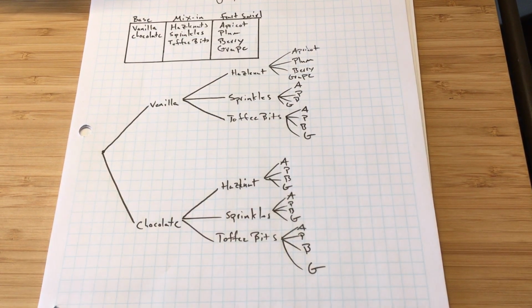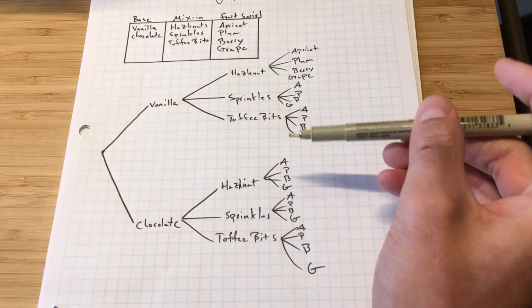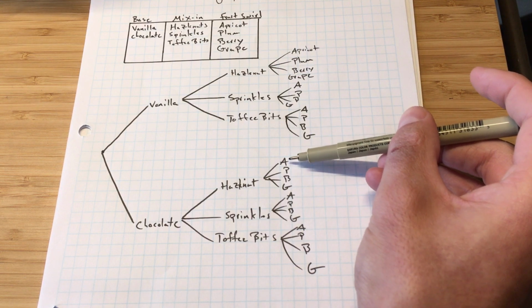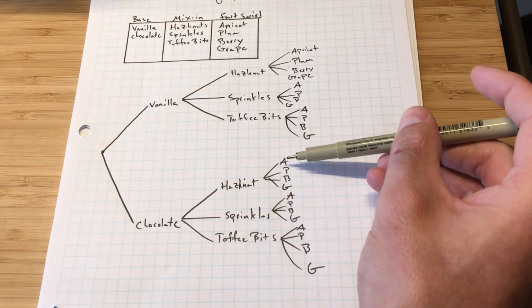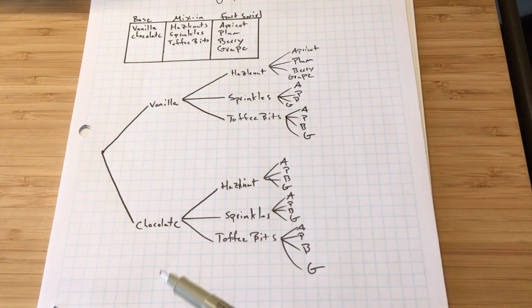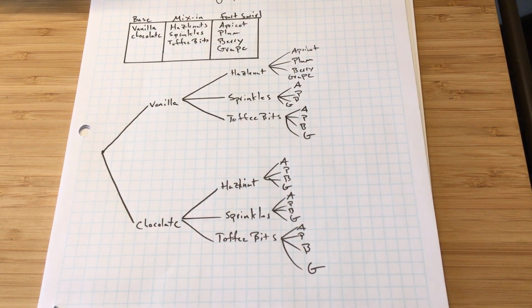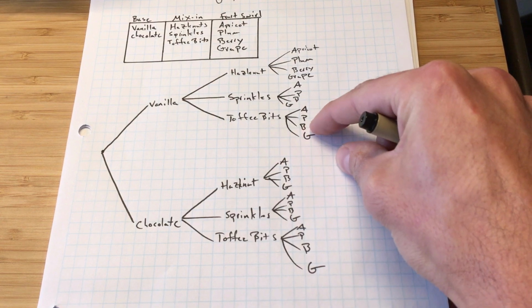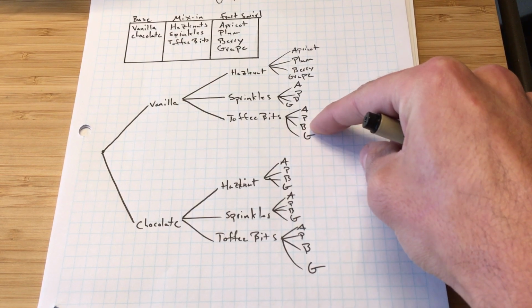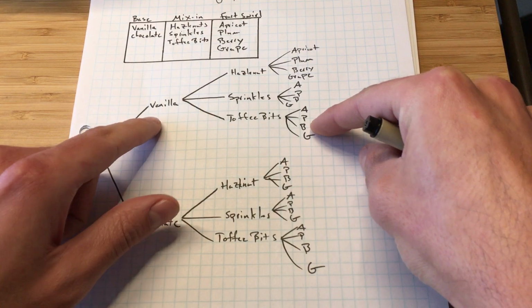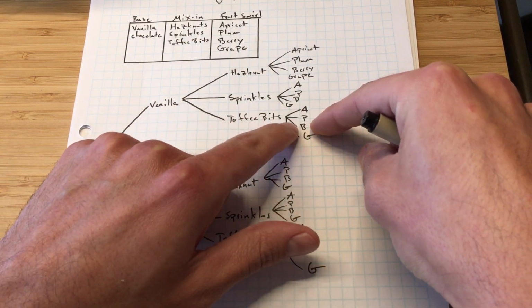So let me check you on a couple of these. You can do this on the Edpuzzle here. What does this A, which is really apricot, what does this represent? All right, hopefully for that one you told me that's chocolate, hazelnut, and apricot. Let's try another. How about this B right here? Remember, B is berry. All right, hopefully you told me vanilla, toffee, berry.